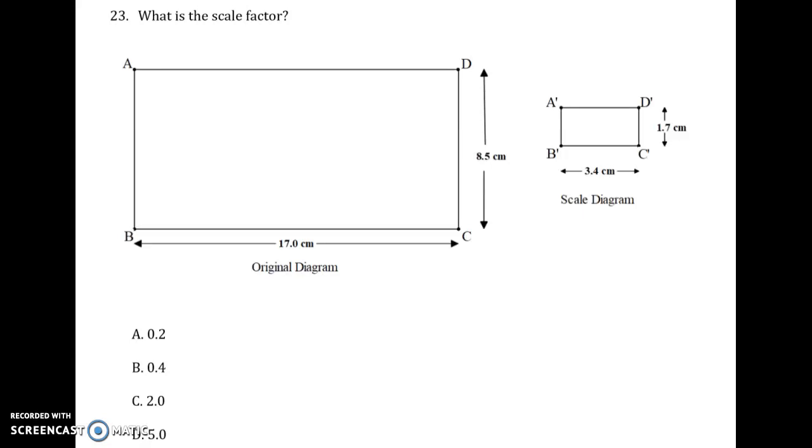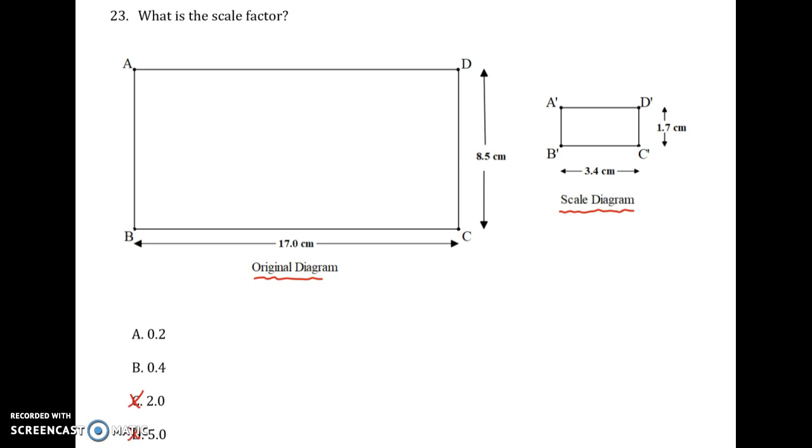In this question, we're given an original diagram and a scale diagram, and we're asked to find out what the scale factor is. So our scale diagram is much smaller than our original. So from that, we know that the scale factor has to be less than 1 because it got smaller. So we know that the answer for this can't be C or D.